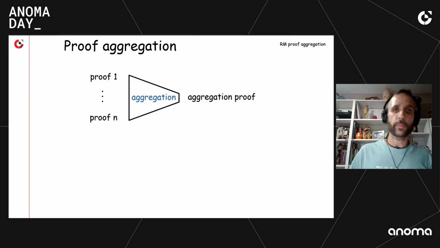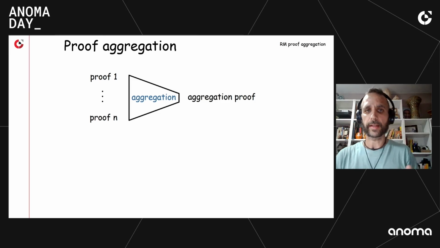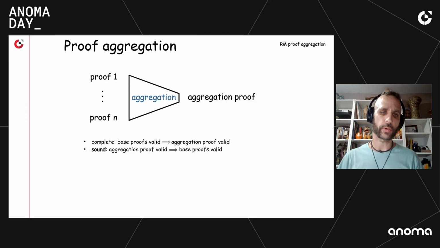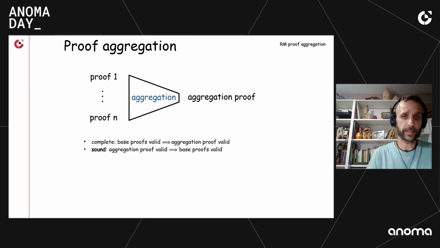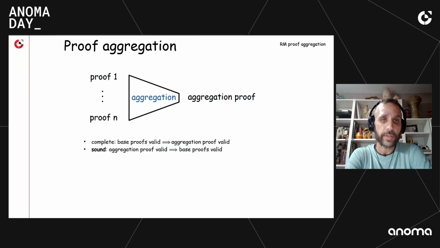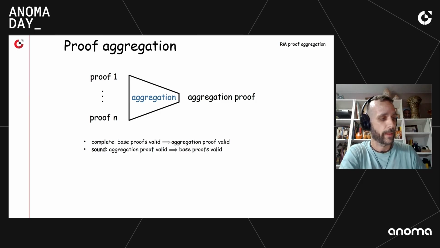By proof aggregation, what we mean is basically a process in which we have some, let's say, n base proofs. We process them in some way and then output an aggregation proof. This aggregation proof needs to be complete. So if the base proofs are valid, then so is the aggregation proof. And most importantly, it needs to be sound. It basically says that the aggregation proof attests to the validity of the input proofs.